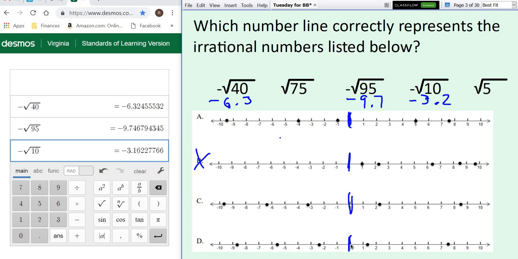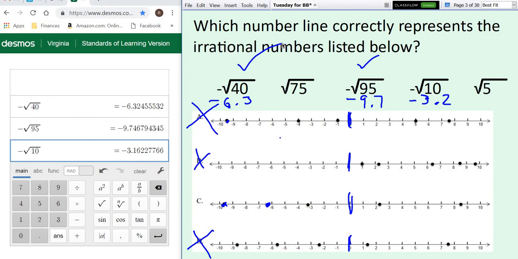So now let me look. Negative 9.7. Well, that looks like a negative 9.7, and that looks like a negative 9.7, but that does not. So that means D is out. So I'm down to 2. Next, I'm going to look at negative 6.3. Well, that's not a negative 6.3 there, but this one is. So guess what? I'm down to 1, but I'm going to keep checking.